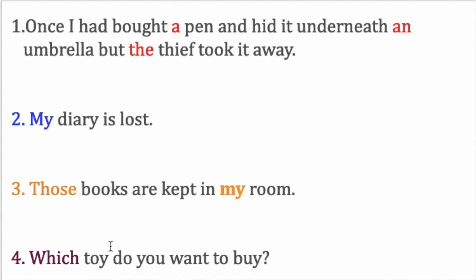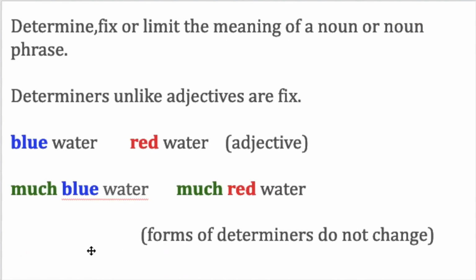So we would define determiners that words like a, an, the, my, those, which are called determiners, and determiners are always used before noun. Okay, remember this. Now, with these observations, we can define that determiners determine, fix, or limit the meaning of a noun or a noun phrase.